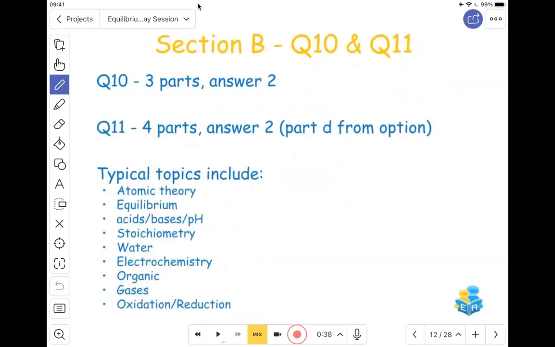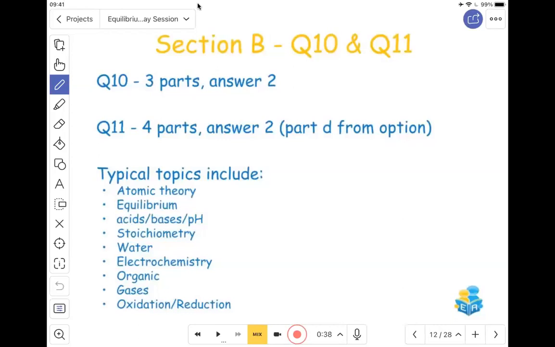Question 11 then is 4 parts, of which you have to answer 2. But part D, or the 4th part of this question, is from the option. So again, if your teacher hasn't completed the option with you, you have 3 parts of which you can answer 2. So just to be aware of that.